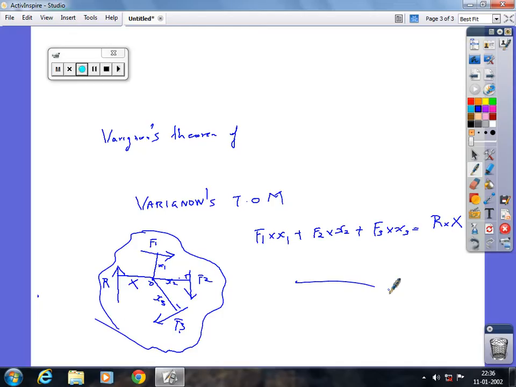Is this the resultant force or is the resultant moment? Okay, this is going to be the resultant moment, right? The resultant moment must be equivalent to the summation of moments of all. It's as simple as that, right? Very good.